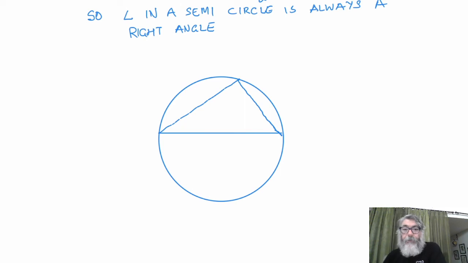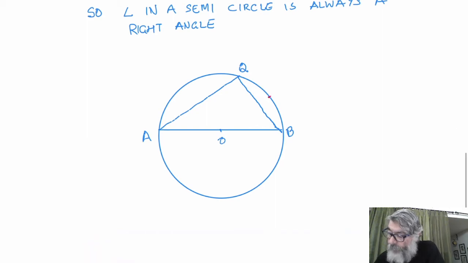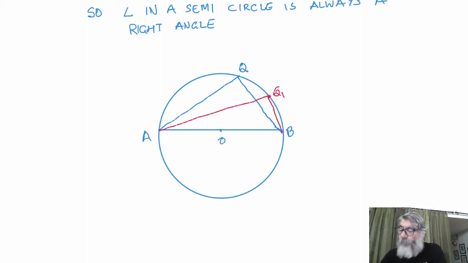This is a circle. A, O, B is the diameter. AOB is the diameter. Now this Q is here. Let us take another color. I can write Q1 here, draw a line here and a line here. So AQ1B.